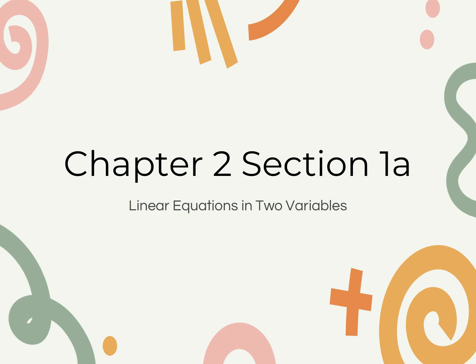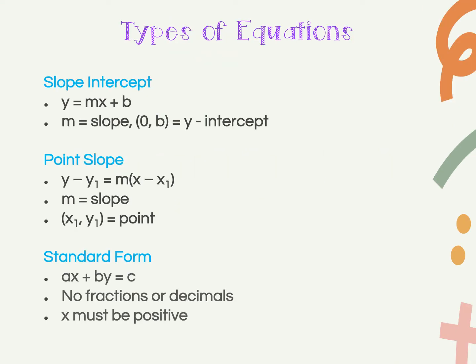Okay, so today we're going to start chapter 2, section 1. We're going to actually split section 1 up into 2 days. So today is section 1A. What we're going to do is talk about slope-intercept form, point slope, and standard form. These are all the forms for a linear equation.